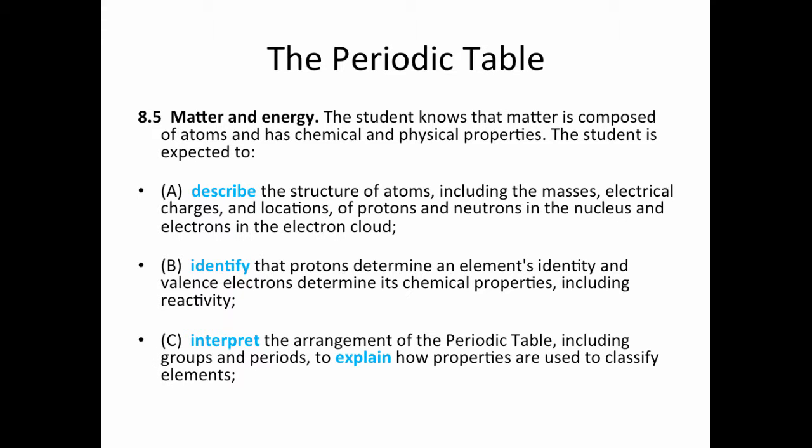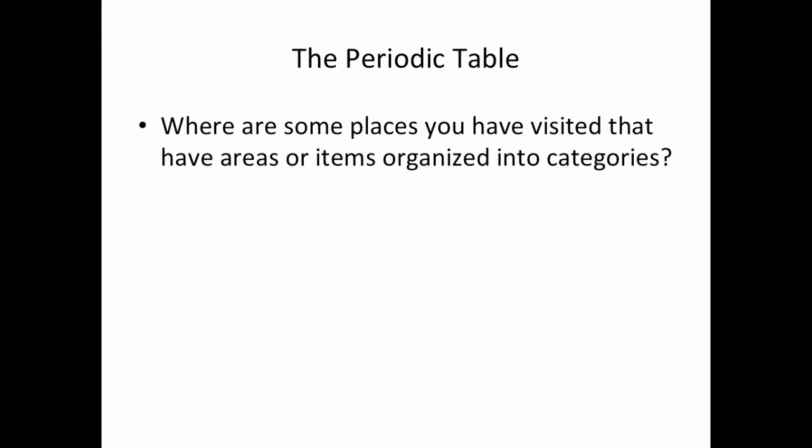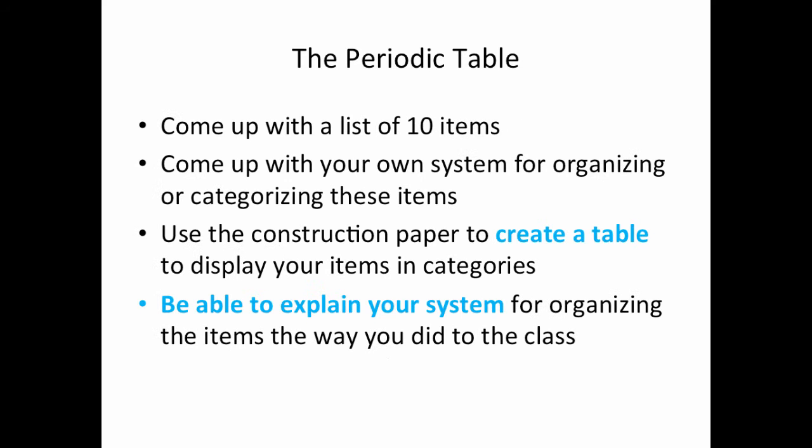And what we're going to focus on mostly today is interpreting the arrangement of the periodic table, including groups and periods, to explain how properties are used to classify elements. The periodic table. Where are some places you have visited that have areas or items organized into categories? We are fascinated as human beings with grouping like things together, and the periodic table does the same thing with all of the elements. Come up with a list of 10 items.